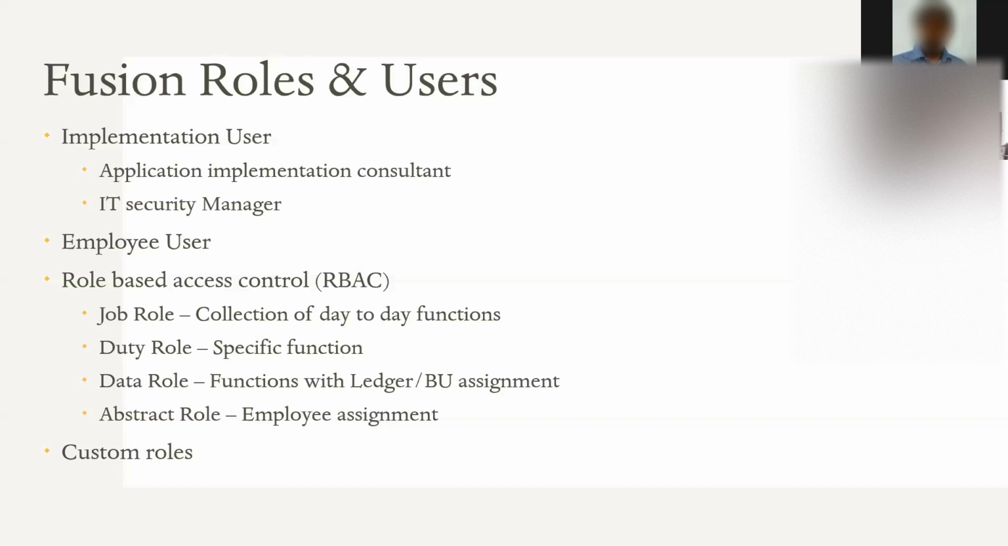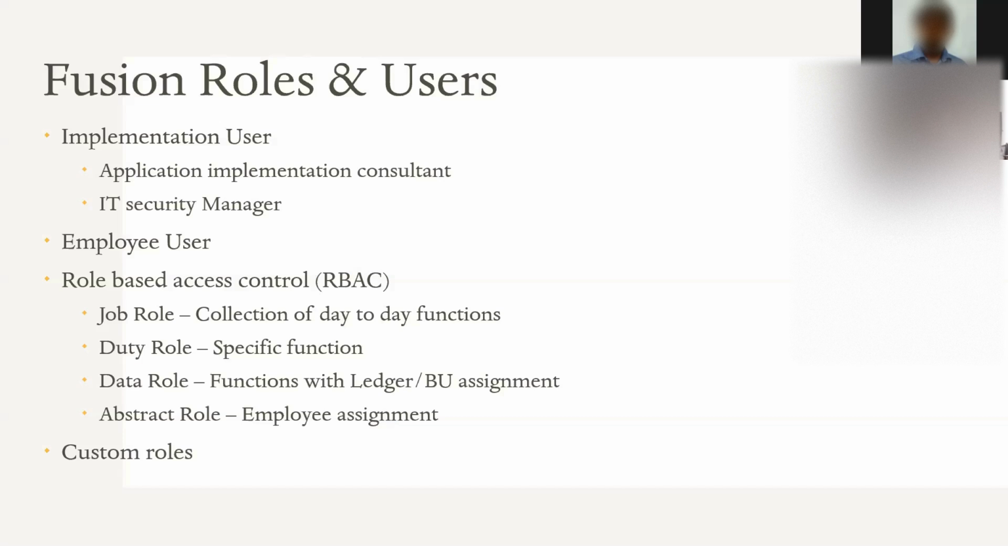And if we take users here in Fusion, we have two kinds of users. One is the implementation user and the other is the employee user. Implementation user is the one who will do setups and all those things. Basically, he will implement the Fusion application. And the employee user will be the one who will actually be doing the transactions, for example the procurement agent or the buyer in EBS. So to do an implementation, what are the roles that we will require? That will be application implementation consultant, IT security manager.